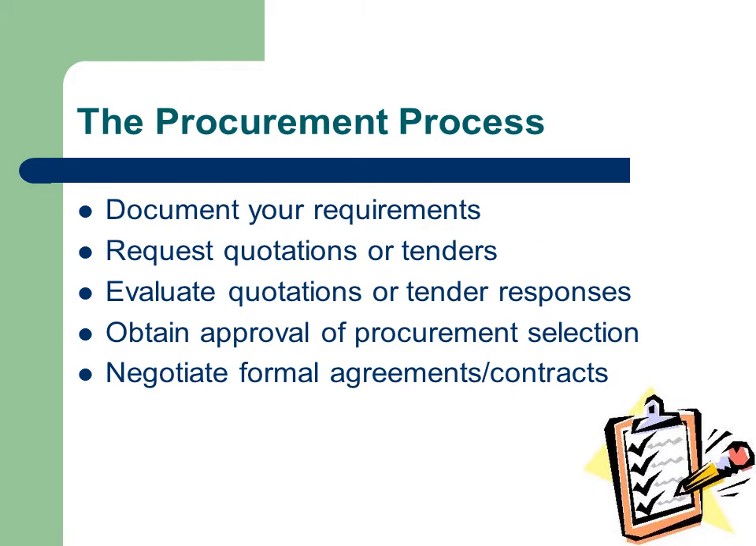There are 5 major steps in the procurement process. Step 1 is to document your requirements. You need to ensure that the product or service requirements are clearly documented so that a prospective supplier will fully understand them and be able to provide you with accurate pricing. Step 2. Request prospective suppliers to provide responses. This may be through short quotations or via a formal tendering process.